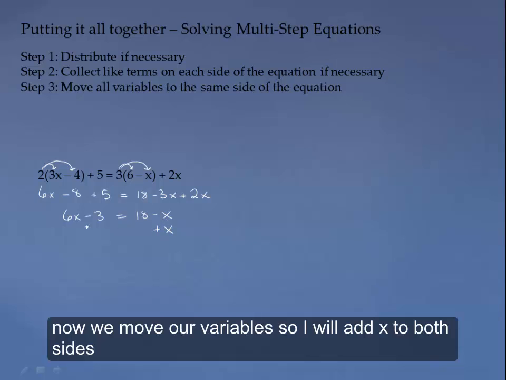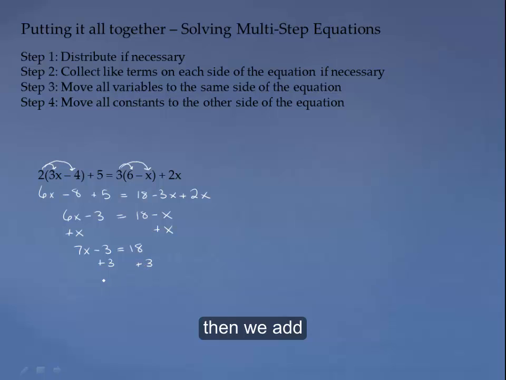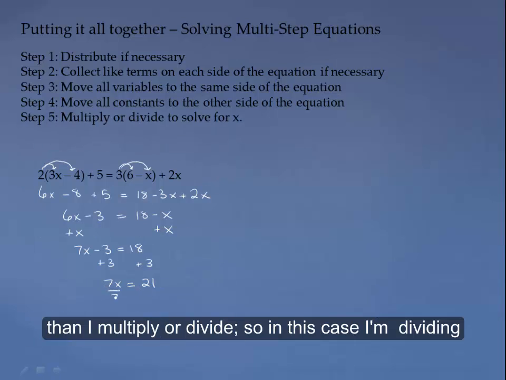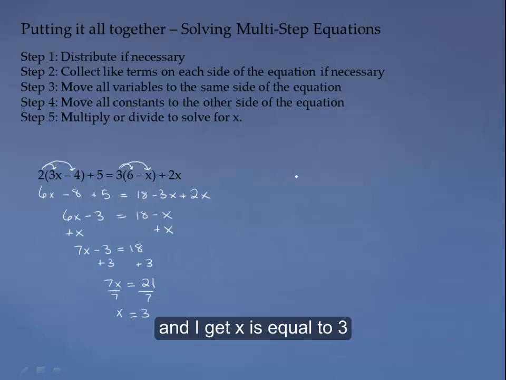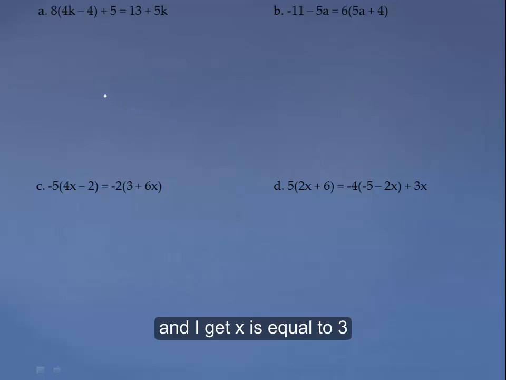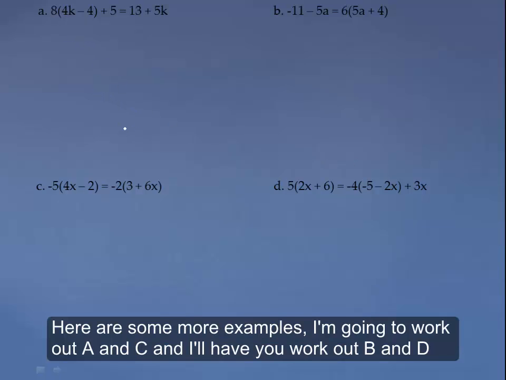Now we move our variables, so I will add x to both sides. Then we add, so I get 7x is equal to 21. Then I multiply or divide, so in this case I'm dividing, and I get x is equal to 3. Here are some more examples. I'm going to work out A and C, and I'll have you work out B and D.